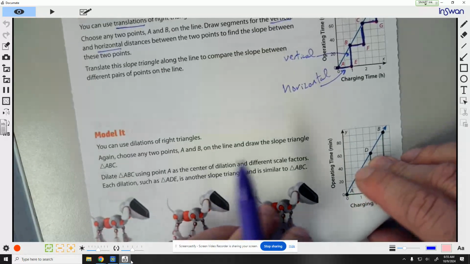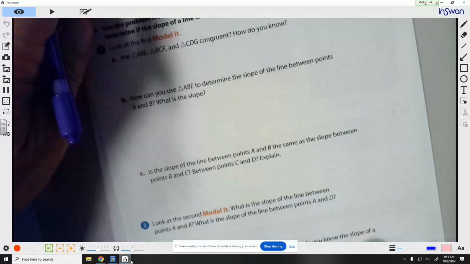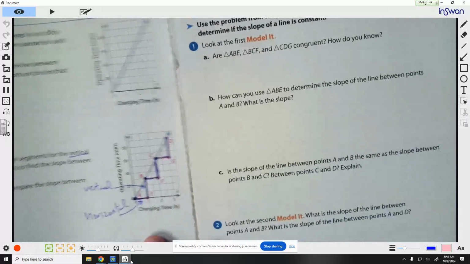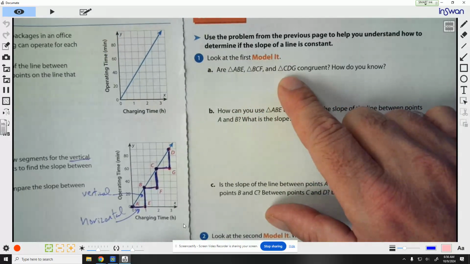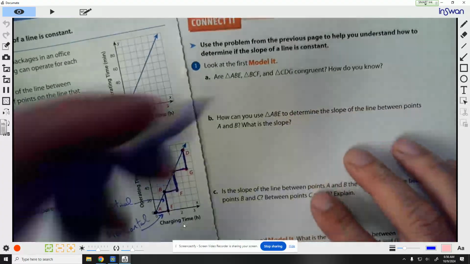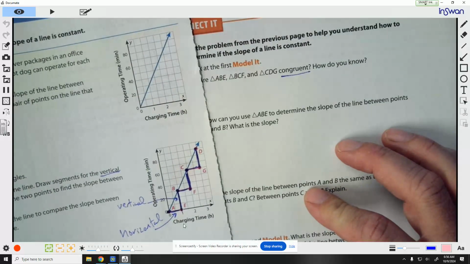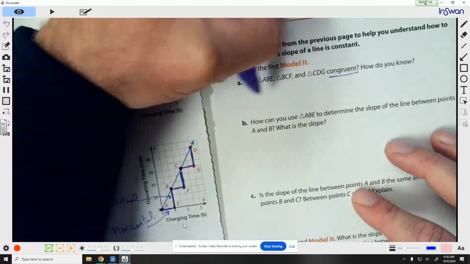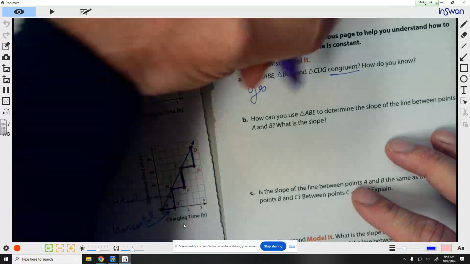Okay, we're going to go ahead and turn the page. And it says number 1, look at the first model it. Okay, are triangle ABE, BCF, and CDG congruent? And so again, there's that word congruent that keeps popping up. And it says, how do you know? Well, we know they are congruent. So we're going to say yes. Remember, congruent is same size, same shape. So let's say yes.